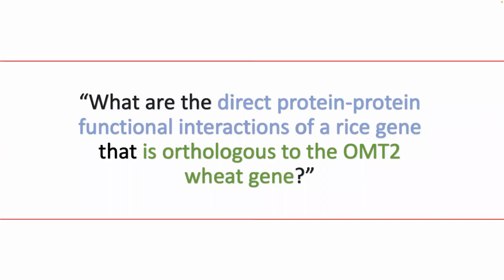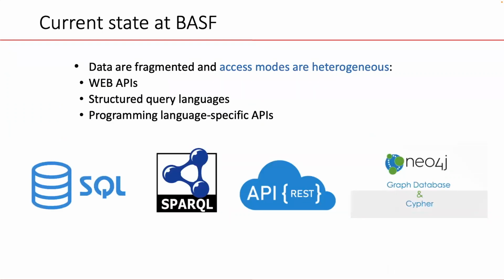And for the ortholog data, we could think about the OMA database for having the ortholog information. Then by doing that, we can derive new insights from this web of biological data that is at BASF and also available on the web. But also before, I would like to mention what the current situation is at BASF. The data there is quite fragmented and the access modes are heterogeneous. Data has different heterogeneities at different levels, at the syntactical level and also at the semantic level.